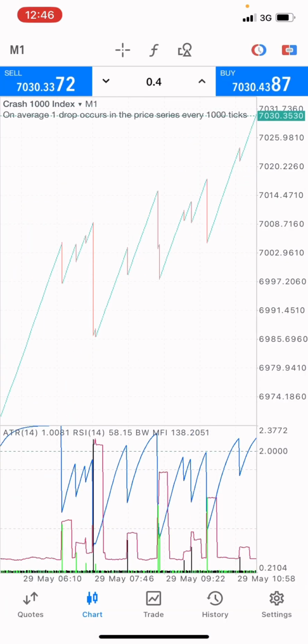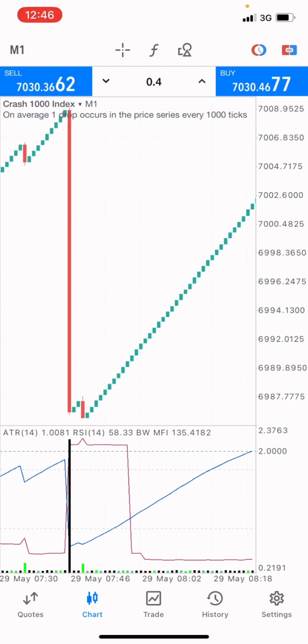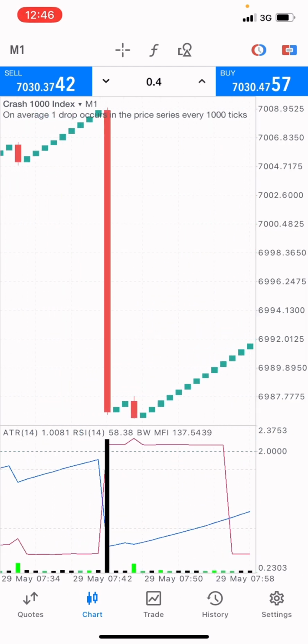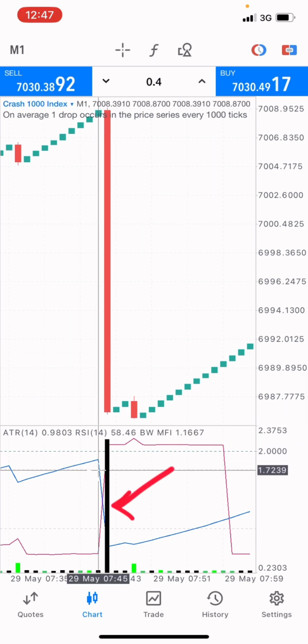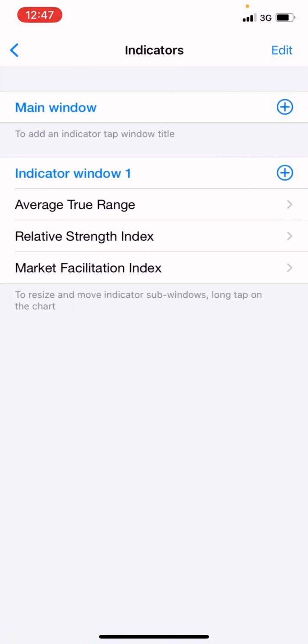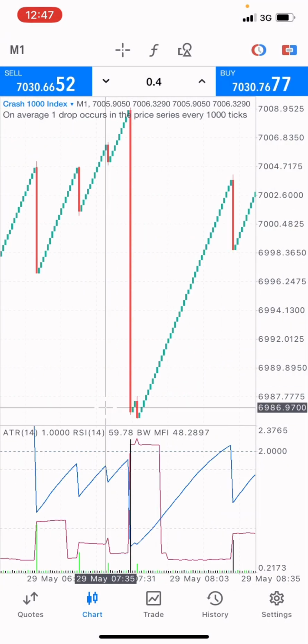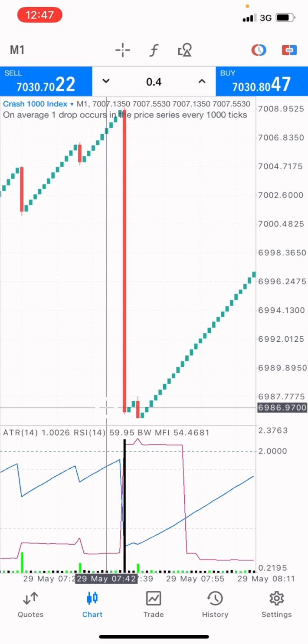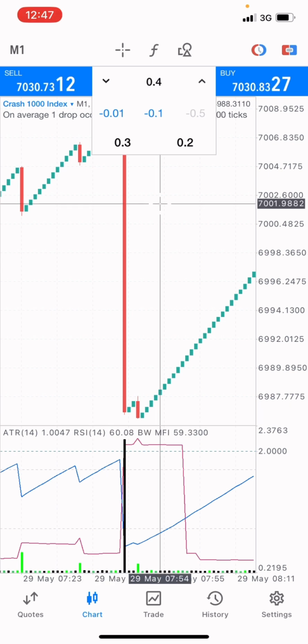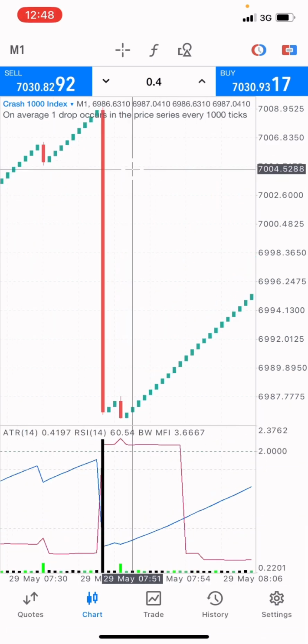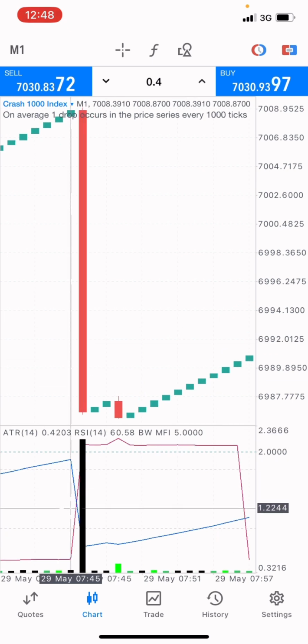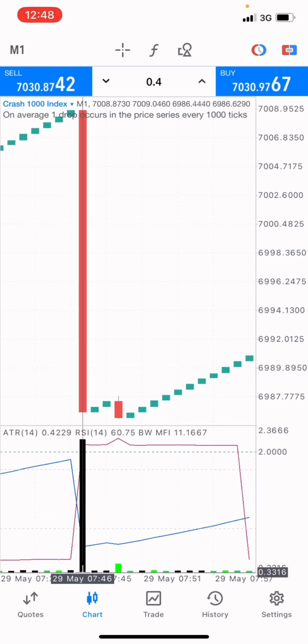So now let's go. The first thing I want you to notice right here is this black line, which is the market facilitation index. You set your lot size to 0.4, as you can see, 0.4. Whenever you see this black line going up, you notice that this is going to spike. It must spike.